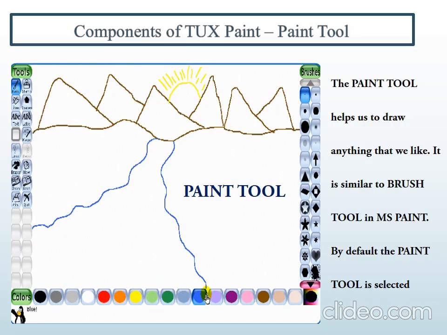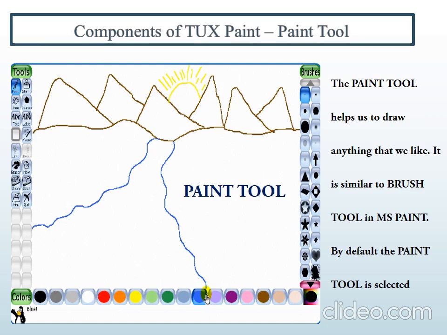Now, the first feature is the paint tool. What is paint? Yes, it's painting. But what will we do? Painting. In real time we paint with our sketch pens, crayons and brushes and so on. But here, what does this paint brush do? It gives various painting effects.